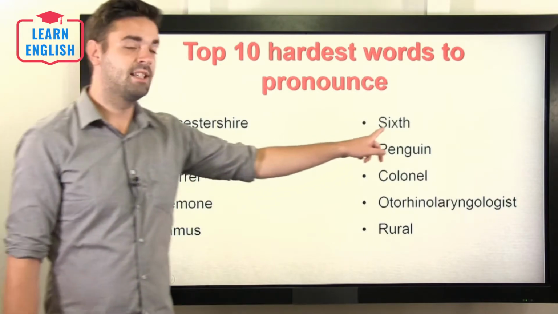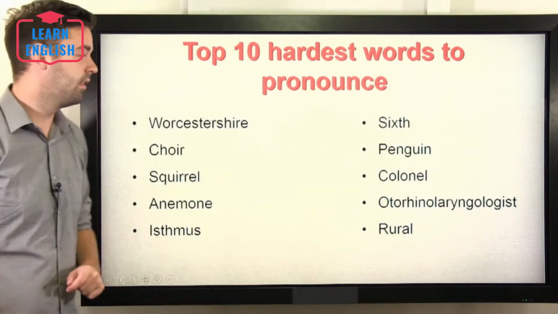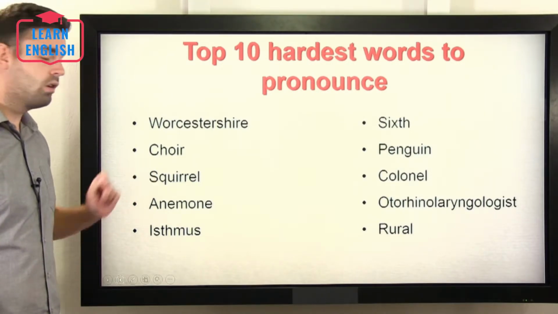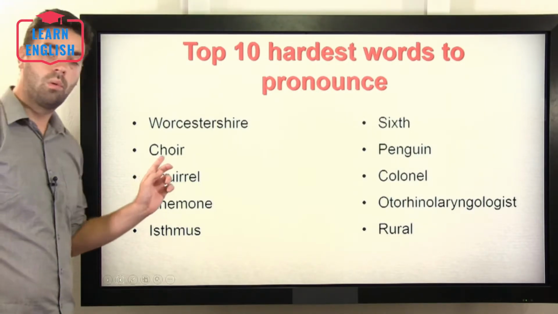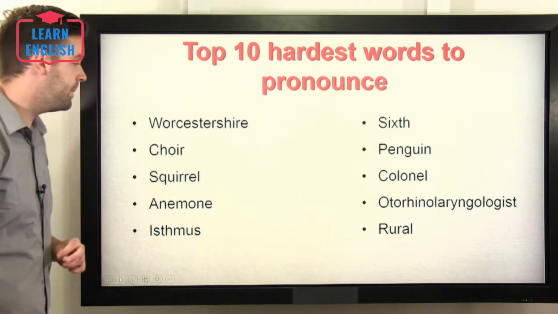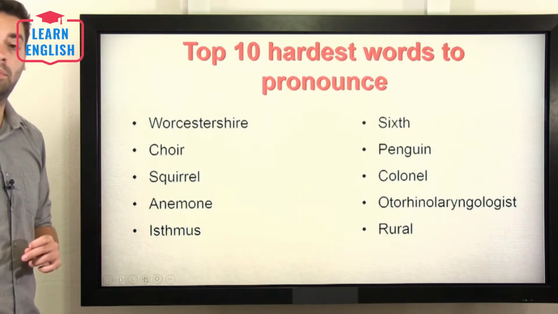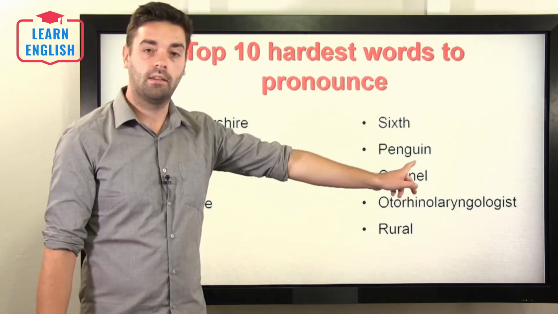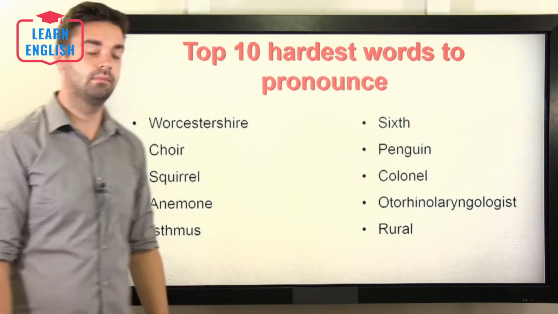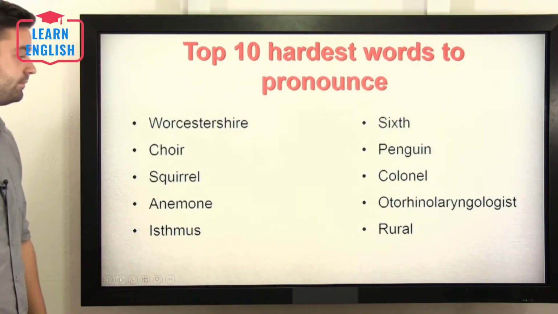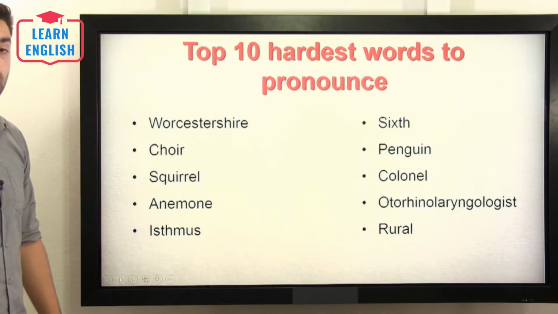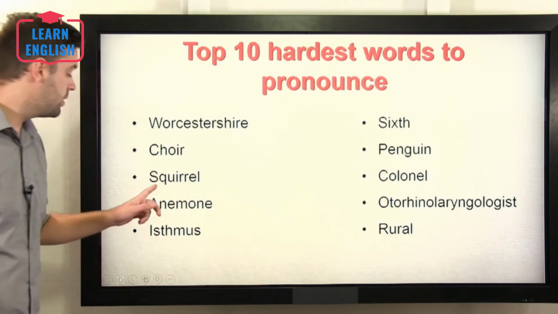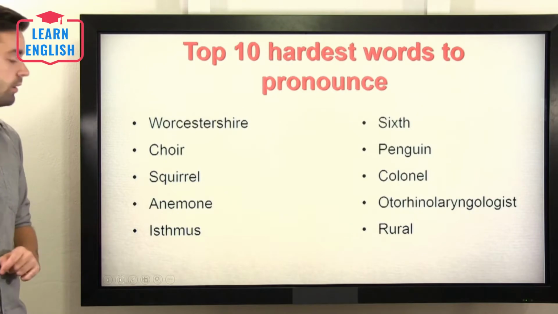Second one, sixth. So you're 6th in the line. Choir. So a choir is a group of people who are singing, maybe in church. Penguin. Penguin is a bird, of course. Squirrel.